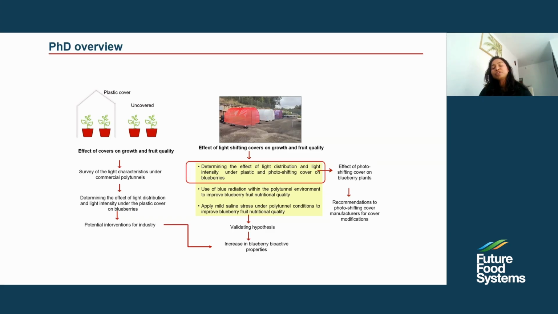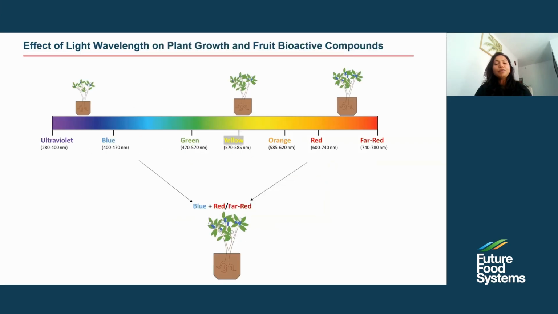In this talk, I'm just going to focus on the first intervention, which is how light distribution and intensity is going to impact blueberry plant and fruit. Each wavelength has a unique effect on plants, ultimately influencing their growth of leaves or fruit quality, and overall parameters of plant growth and development.